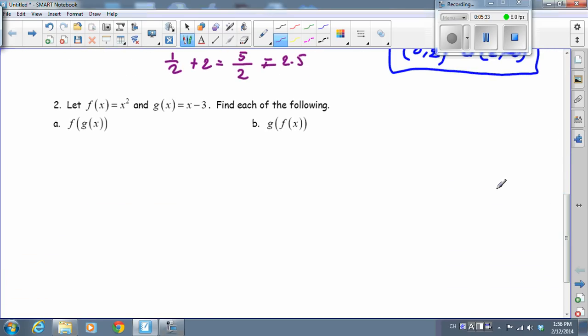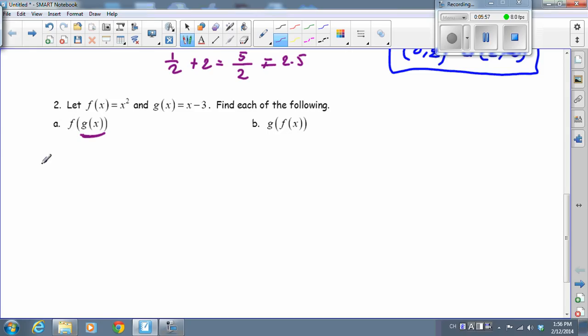Number 2 says let f of x equals x squared, g of x equals x minus 3, find each of the following. This time we have a composition of functions. We say f of g of x. Since we're looking for f of g of x, the first thing you have to do is the inside of the parenthesis, g of x. After g of x, we plug in g of x into the function of f.